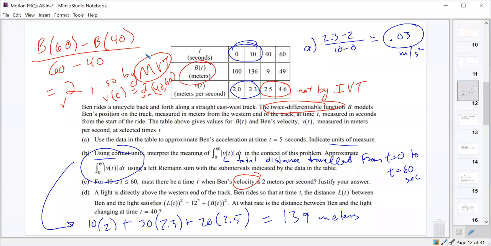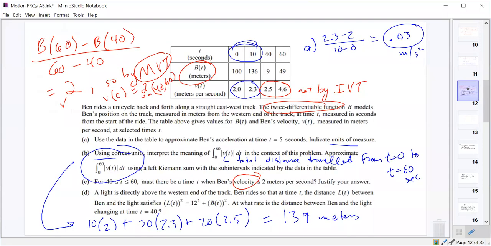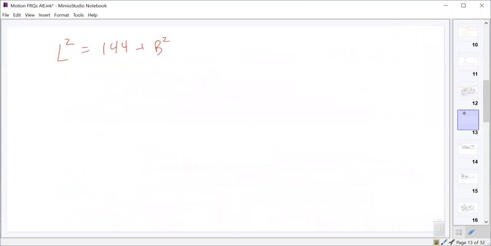All right, part D. We are now talking about a light on the track, and the distance between Ben and his light is L squared equals 144 plus b squared. We want to find the rate at which the distance between him and the light is changing, where L is the distance between him and the light. So this is a related rate. We're going to take a derivative with respect to t of everything in here. So 2L dL/dt equals 0 plus 2b db/dt.